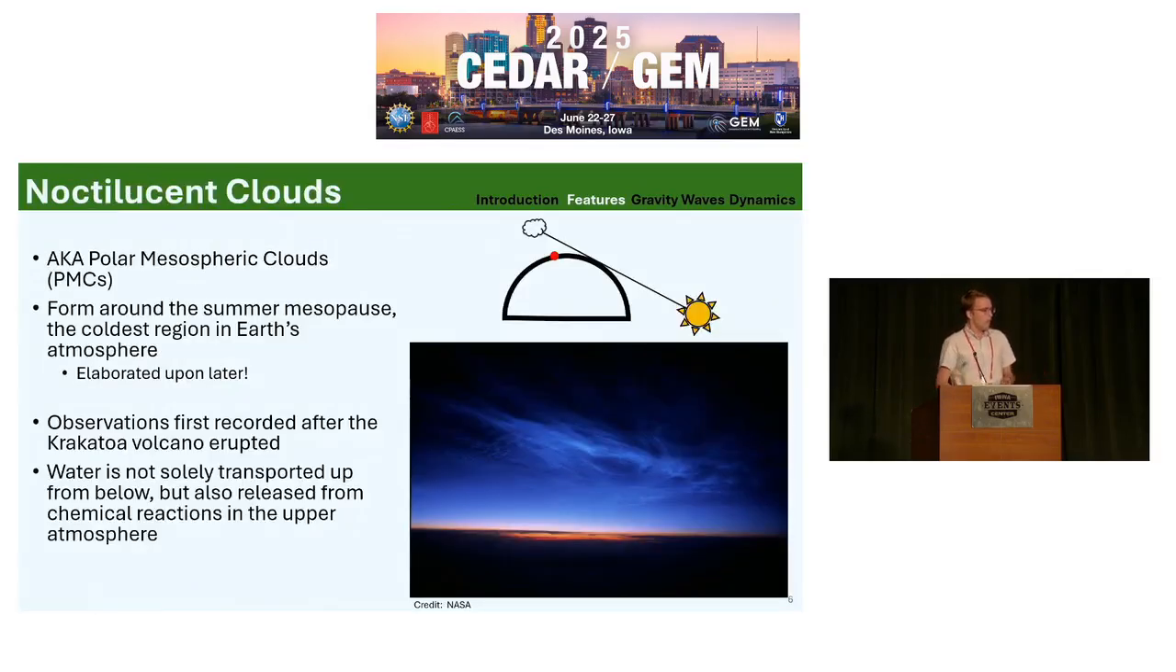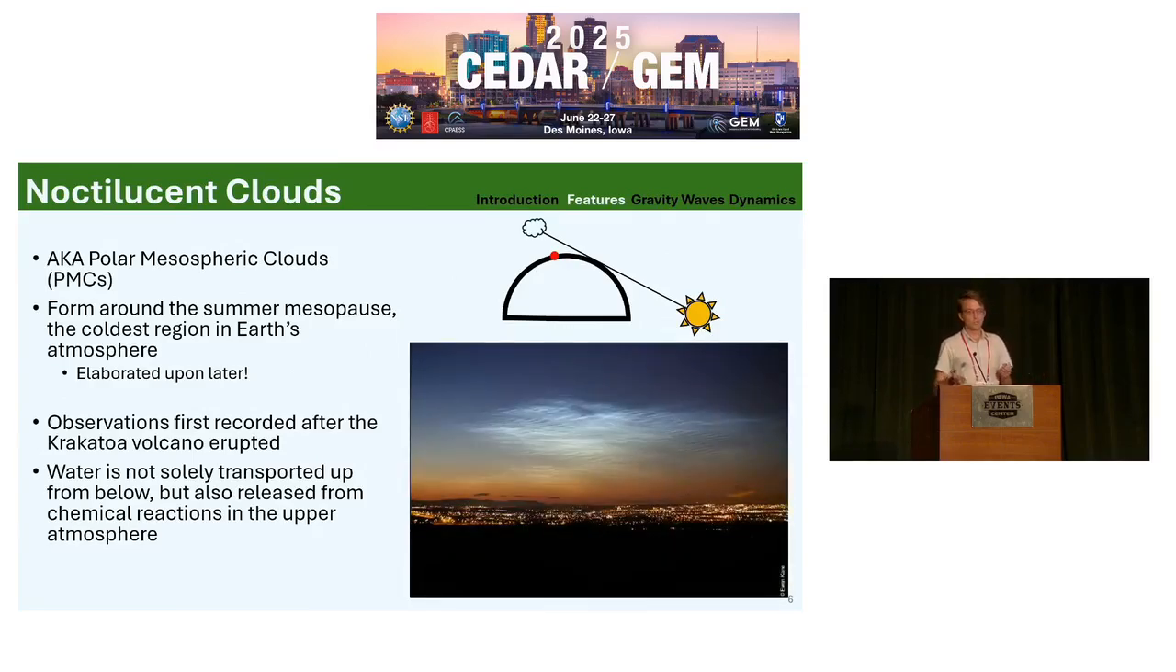Okay. Another feature in the MLT that's unique to this region is noctilucent clouds, or polar mesospheric clouds. Now, polar mesospheric clouds are the highest altitude ice clouds in all of Earth's atmosphere. They form around the summer mesopause, which is the coldest region of Earth's atmosphere, which I will be explaining how that occurs later. The reason they're called noctilucent clouds is because they look like they are glowing at night. And you can see my little diagram up there that shows how that occurs, just due to the angle of the sun still striking these clouds while the surface is in darkness.